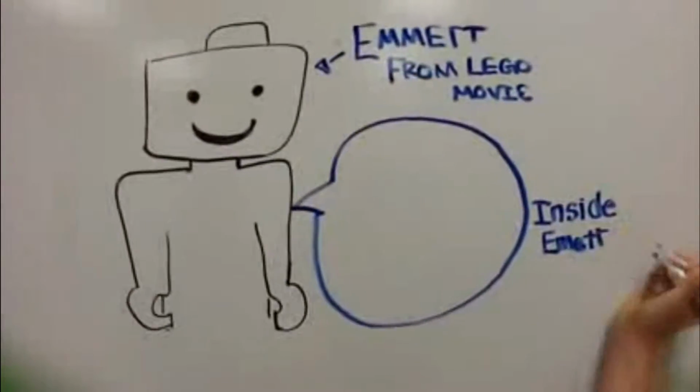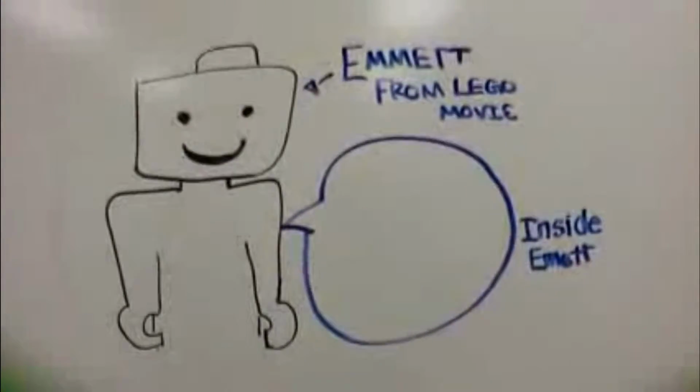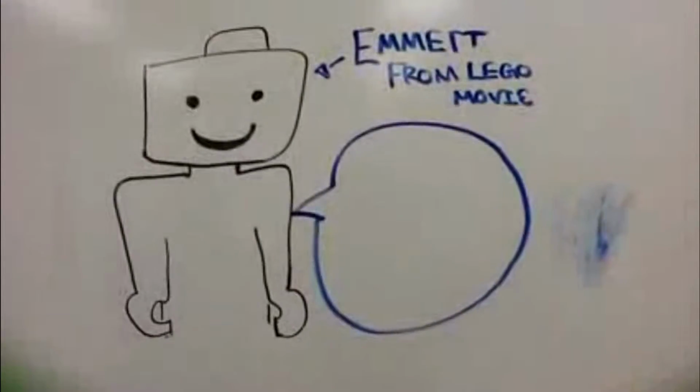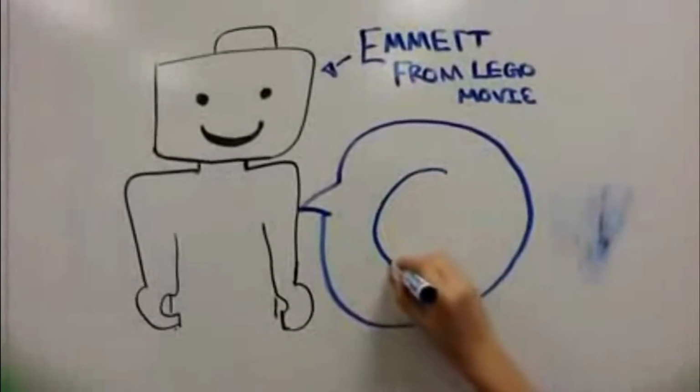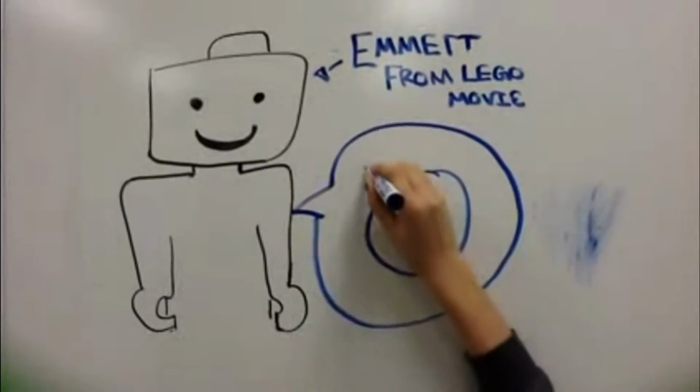This is Emmett from the Lego movie. He goes through a process called mitosis in order to duplicate his cells. The first step of mitosis is called interphase. It lasts for 90% of the cell cycle.